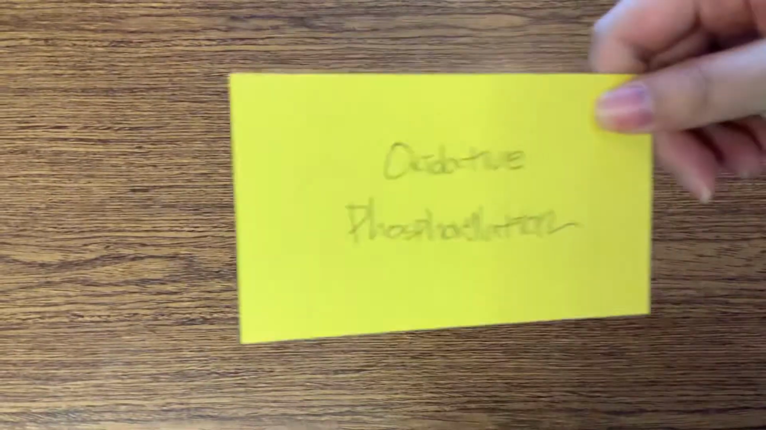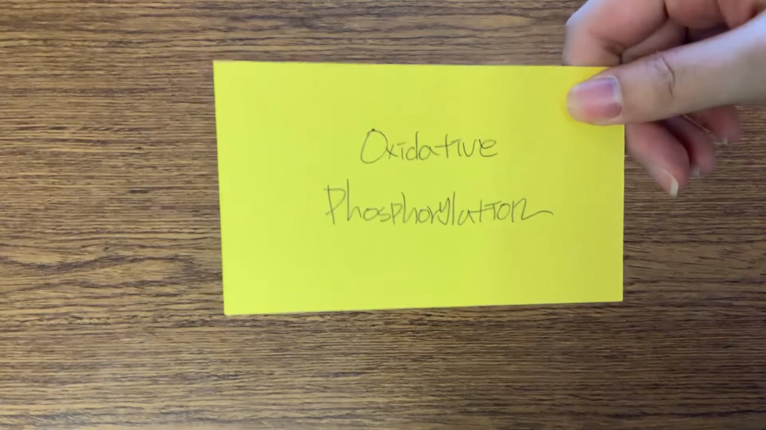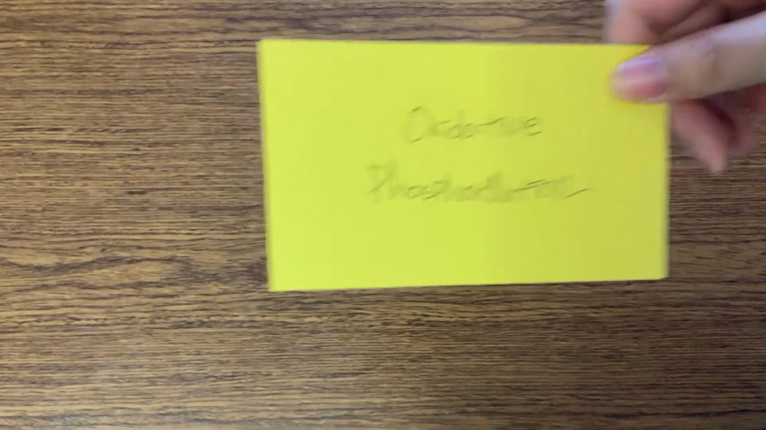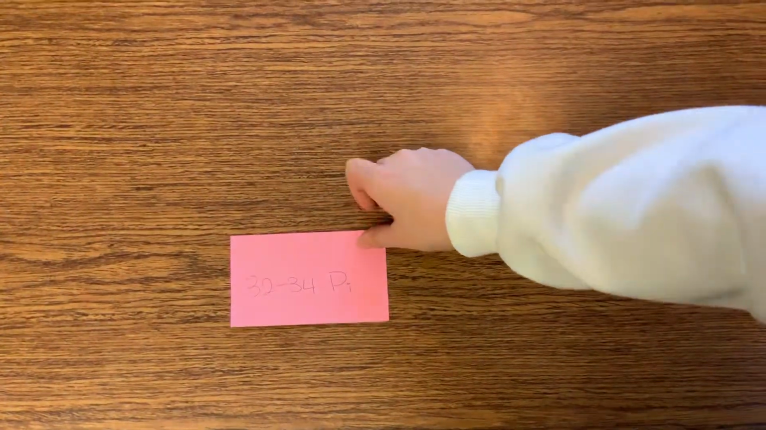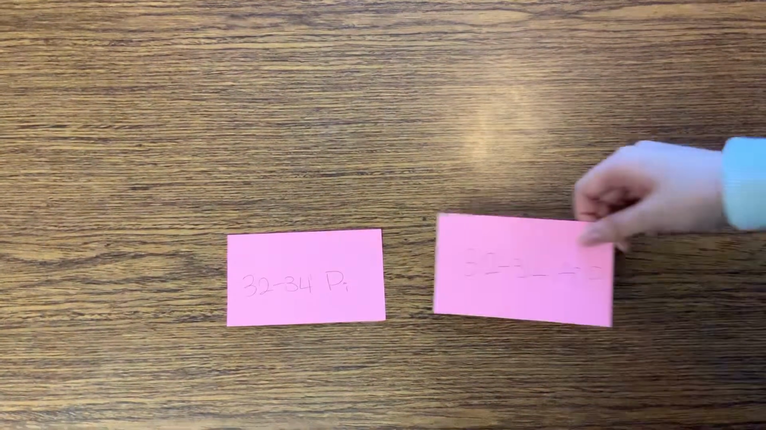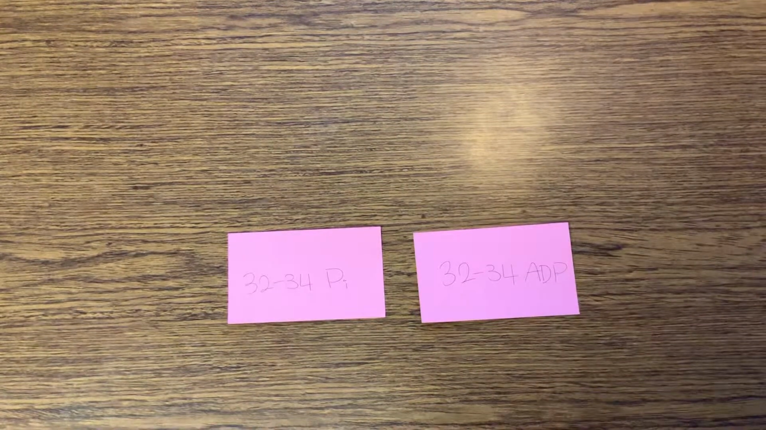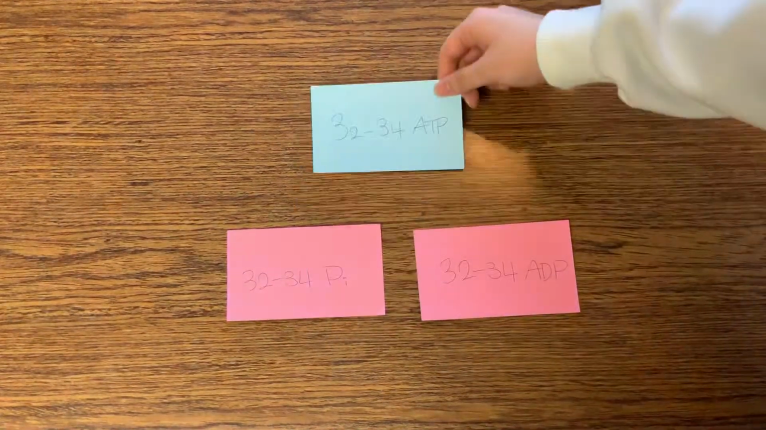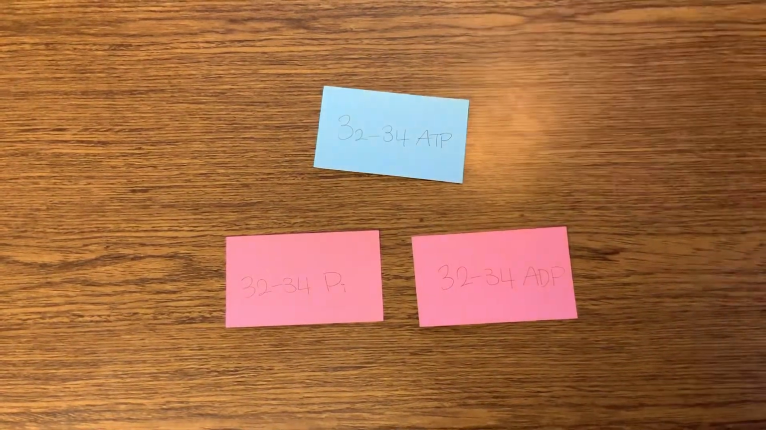The final stage is oxidative phosphorylation. In this stage, 32 to 34 phosphates and 32 to 34 ADP react together to create 32 to 34 ATP.